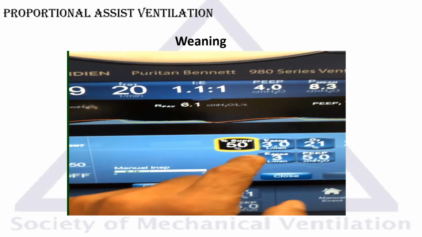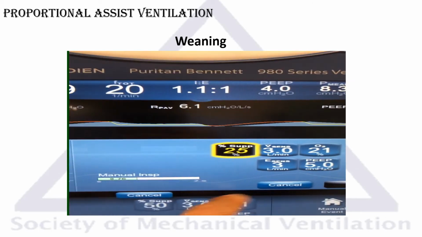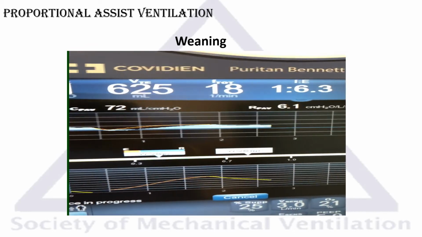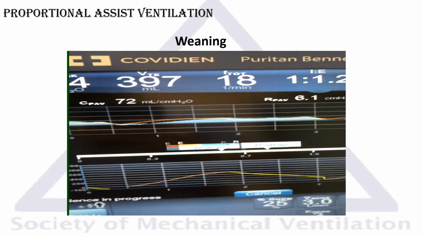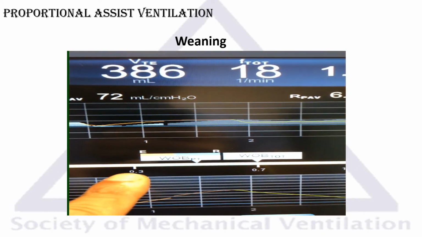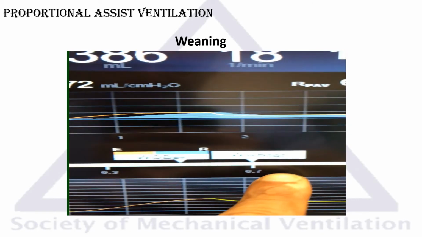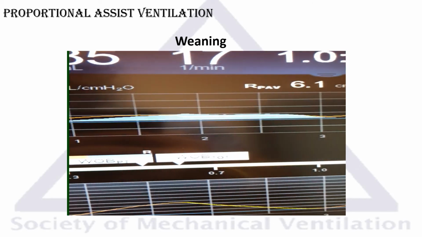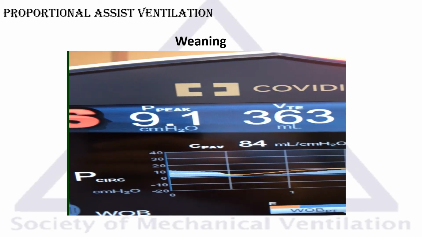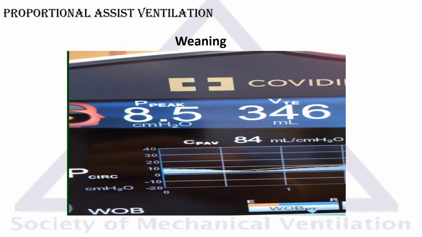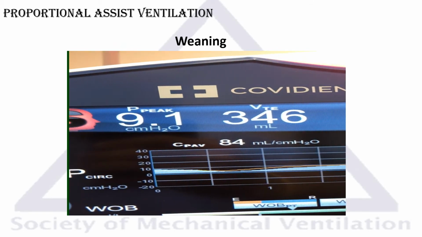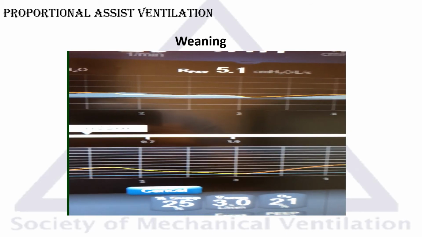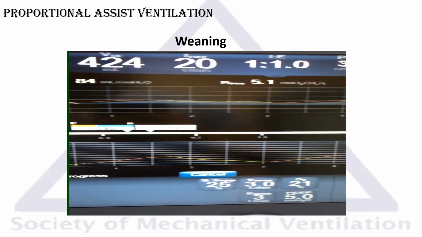Usually once the patient is down to about 25 or so percent of the support, meaning that the patient is doing 75% of the work, and the work of breathing of the patient is within that acceptable 0.3 to 0.7 joules per liter, and the total work of breathing for the ventilator is acceptable. Now the patient is probably ready. If you can notice here, the peak inspiratory pressure is about 9, so meaning the patient is getting about 4 of pressure support only. Tidal volume is good, respiratory rate is good, so probably the patient is ready to be extubated. Thank you.